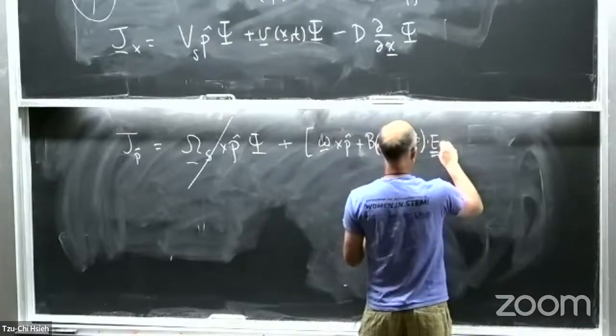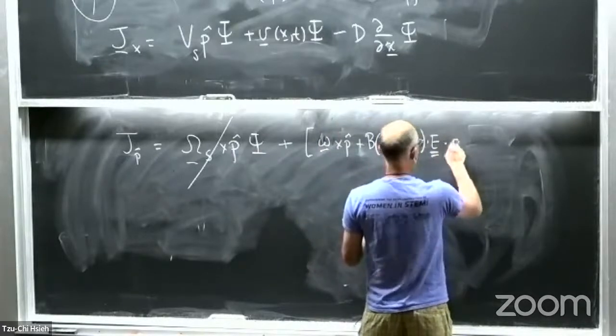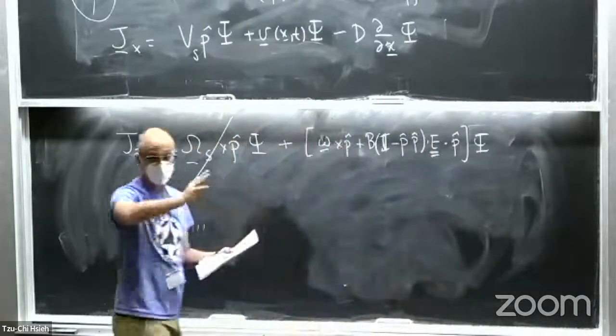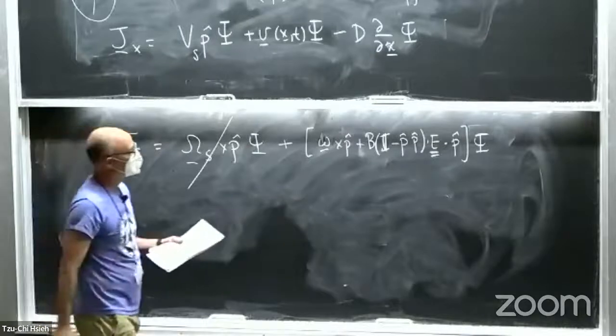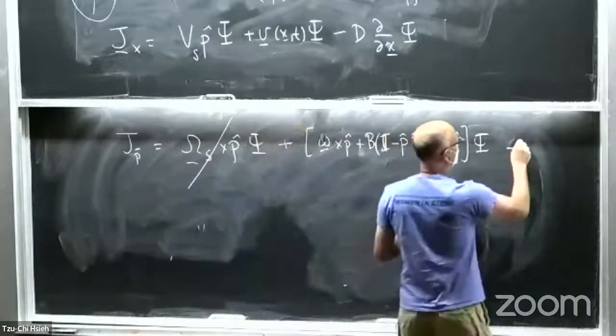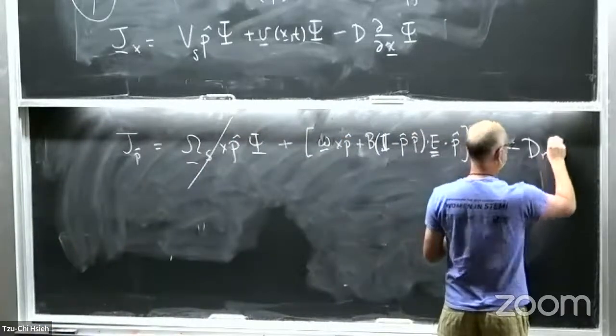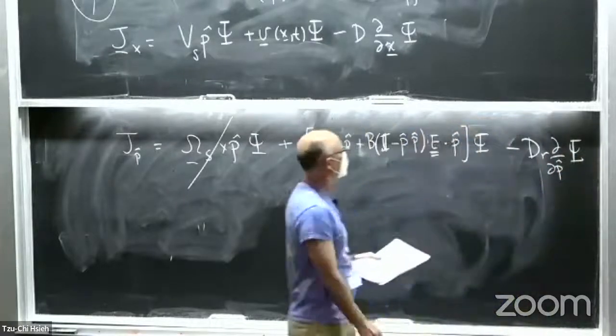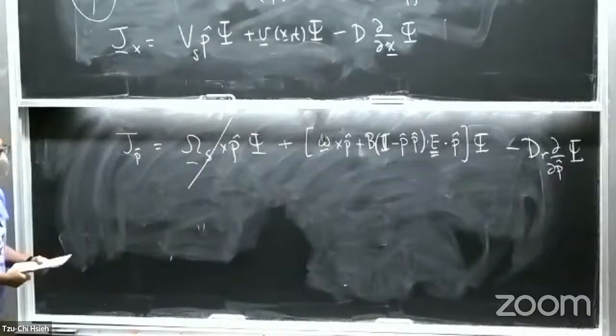So psi can change because the particles are rotated by the flow, right? That's one way it can change. And then, of course, there can be rotational diffusion. Okay, so that's our equation for psi.